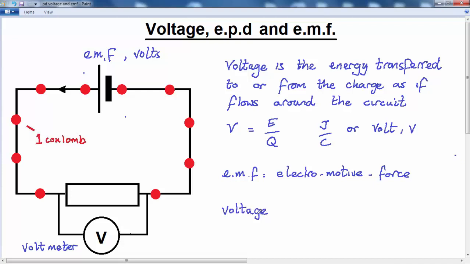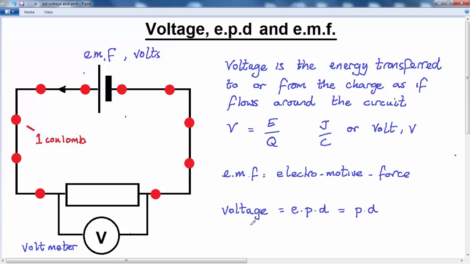In some texts you'll find this referred to as voltage. In another text you'll find it referred to as the electrical potential difference, EPD, or the potential difference. Now, I like to use electrical potential difference rather than potential difference because it is a difference in electrical potential as opposed to a difference in gravitational potential. So the voltage is really the electrical potential difference in the circuit.